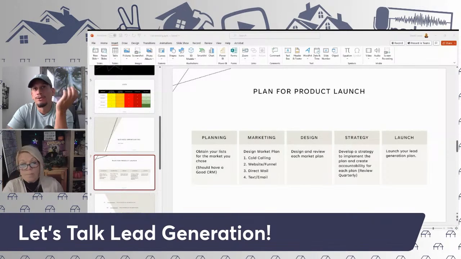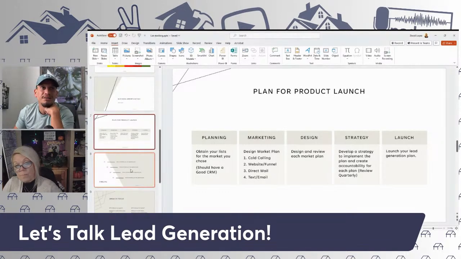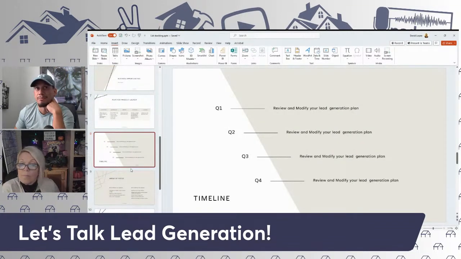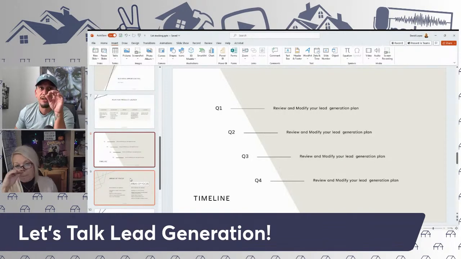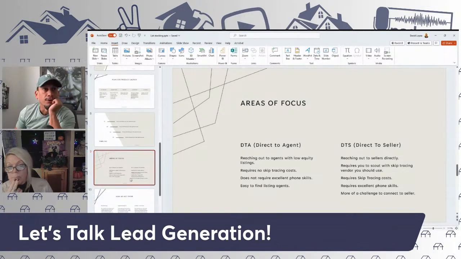And then you launch your lead generation plan. For me, I'm a quarterly guy, so I do that with everything. Every quarter, review and modify your lead generation plan and basically look at the numbers and see what works. That's a good tip. That's how I designed it. I could go back and see what's working and say, okay, great, let's do something different.